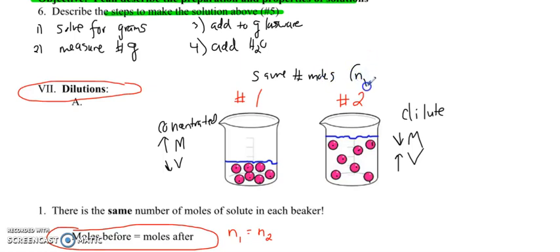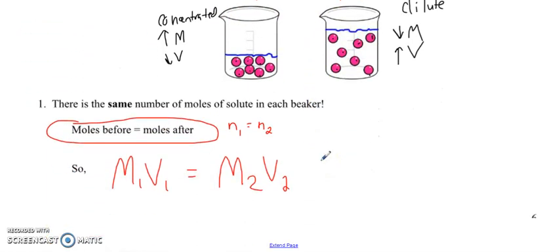So number 1 and number 2, we have the same number of moles. That's N1 equals N2. So the number of moles are equal, but the concentrations and the volumes are different. So because we know that moles before and after are equal, if we want to take solution 1 and dilute it to make solution 2, we could do some simple math. So here's our equation. Molarity 1 times volume 1 will equal molarity 2 times volume 2. We can use that N being constant to set these up in relationship to each other.